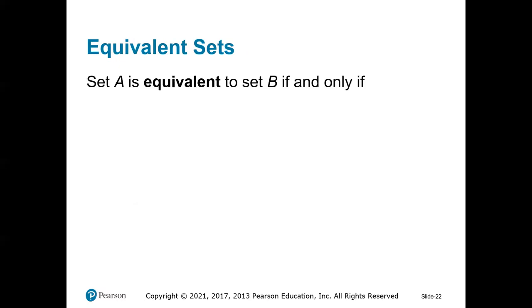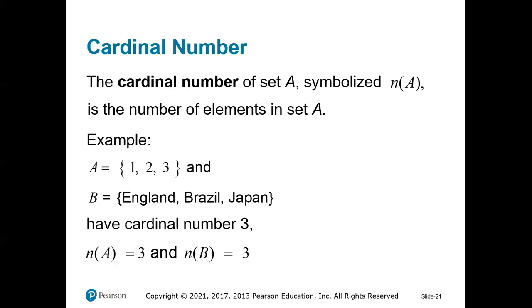Now it's time to introduce the definition of equivalent sets. If you have two sets, they are called equivalent if they have the same number of elements, if they have the same cardinality. For example, in the example we have here, are A and B equivalent? The answer is yes, simply because they have the same number of elements. How many elements in A? 3 elements, which are 1, 2, 3. How many elements in B? Well, 3, which are England, Brazil, Japan.